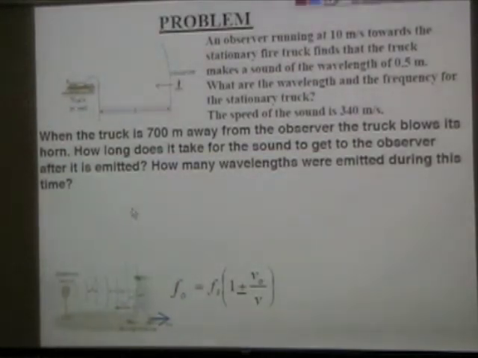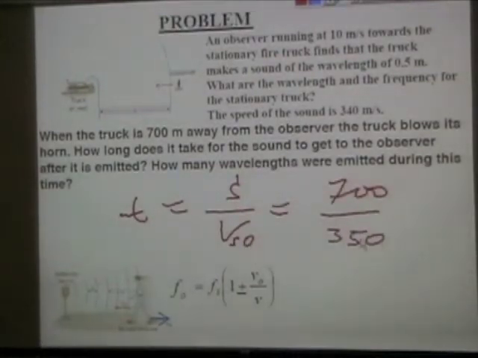So the equation is still the same, distance over speed. But what speed should we use now? Now we have to use the speed of the sound relative to the observer. The wavefront travels in one direction, the guy travels in the other direction. The relative speed is different. How different? We just said it's 340 plus 10 now. So for this situation, it's 700 over 350. That's how much time it takes for the wavefront to reach the running observer. They close the distance, and at some point, they meet each other. So it takes 2 seconds.